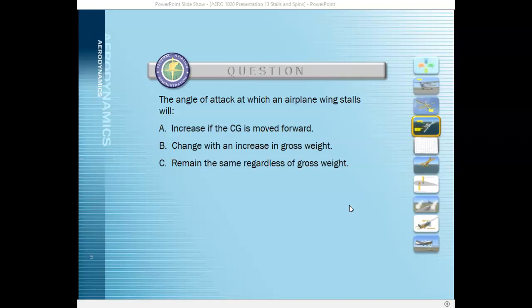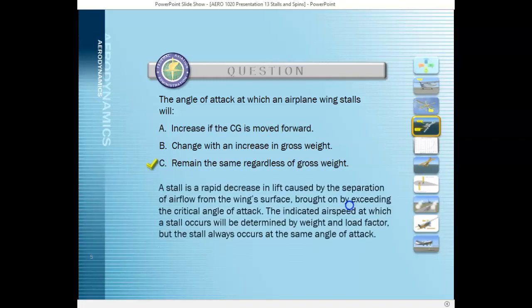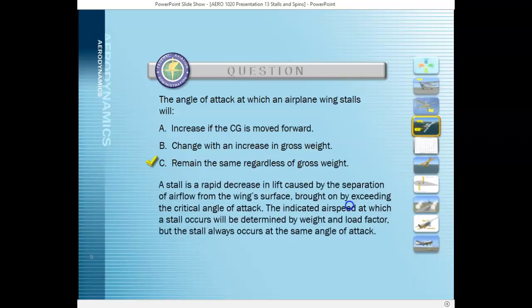So is the angle of attack going to change based on any of these factors? The answer is no. It'll remain the same regardless of gross weight. So the critical angle of attack doesn't change based on weight. It doesn't change based on the CG. It's always the same. What does change, though, is the stall speed. The stall speed can increase as a result of weight and also as a result of load factor.